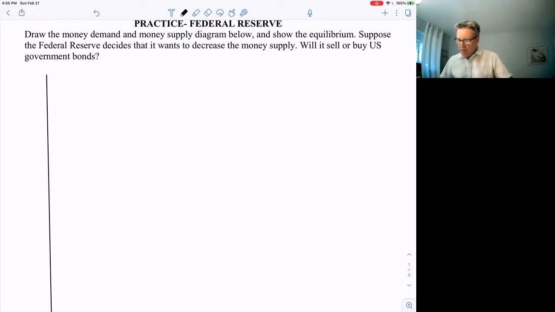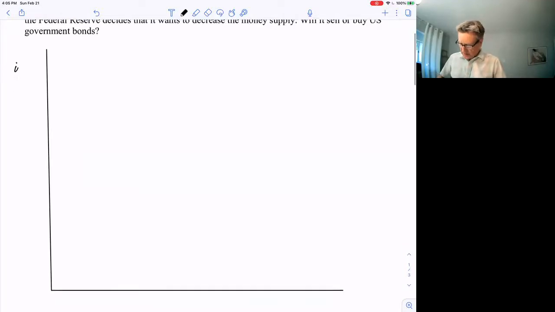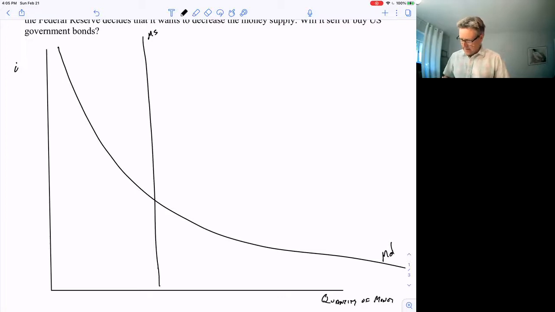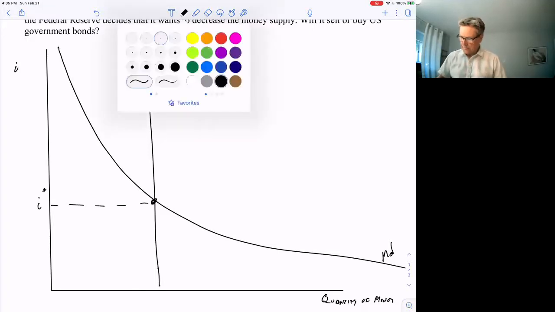So the first question: draw the money demand and money supply diagram and show the equilibrium. We've got interest rates on the vertical axis, the quantity of money on the horizontal axis. We've got a downward sloping money demand curve, and a vertical money supply curve. And the equilibrium is right here at this interest rate, I star.